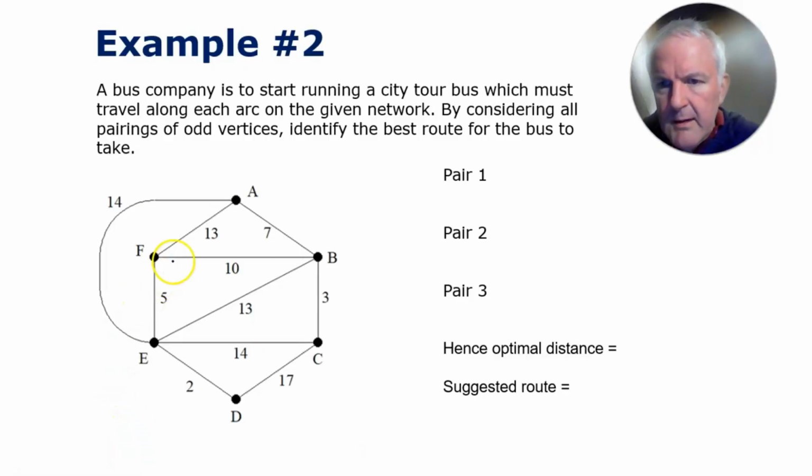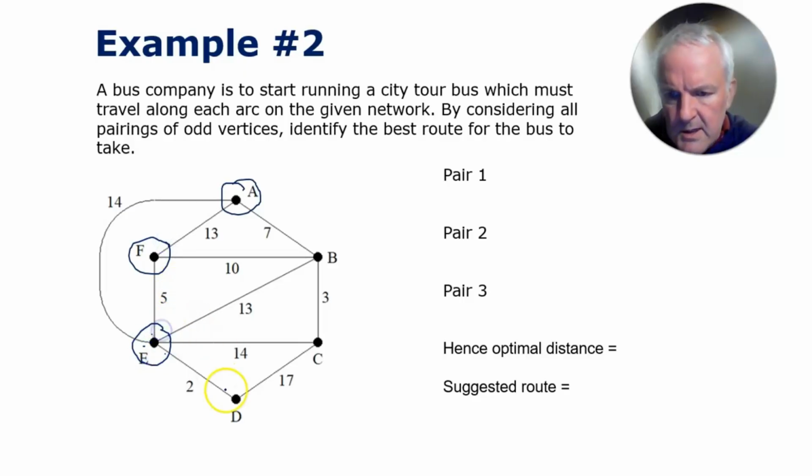Where's my pen gone? There it is. Odd vertices: 1, 2, 3, that's an odd. 1, 2, 3, that's an odd. 1, 2, 3, 4, 5, that's an odd. That's a 2, that's not odd. 1, 2, 3, that's odd. 1, 2, 3, 4, that's not. Okay, so I've got my odds.